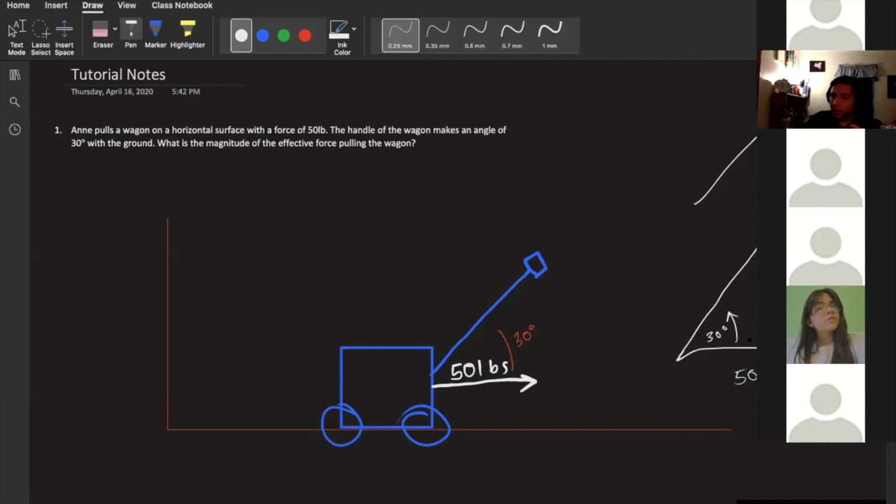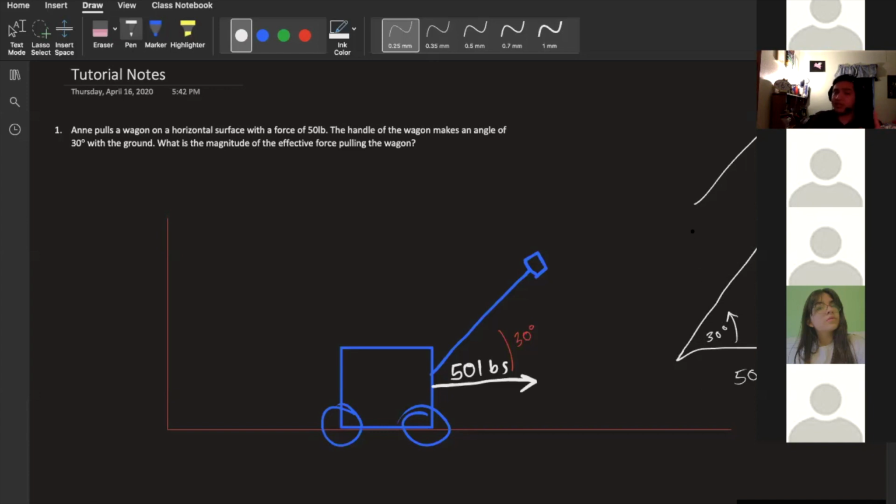What we want to know is, if this thing is moving with 50 pounds this way, how much force is actually being used with this handle? In other words, the handle is making it easier for us to pull this wagon. The handle is helping us because it's not going to use all 50 pounds. It's going to use a little bit less. So the question is, how much force exactly are we going to have to use here?